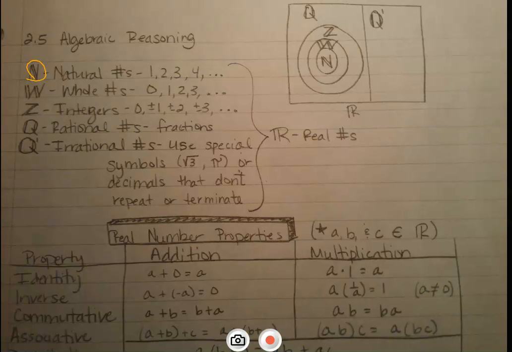They start at 1 because the natural numbers are also called your counting numbers. So when we count, we start with 1. So 1, 2, 3, 4.